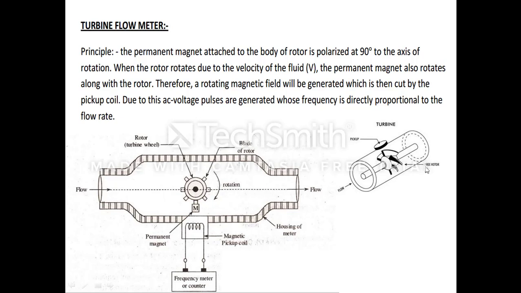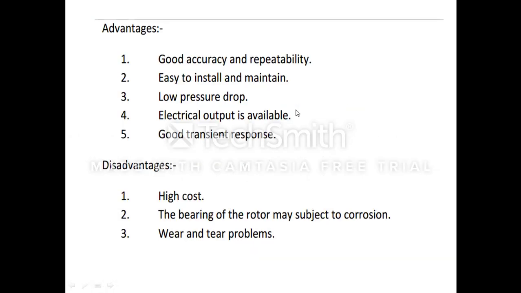So this is the principle diagram. Here this is the original diagram. Normally the turbine blades are arranged like this. Here they put the magnetic pickup coil. The water flows in this direction. Then based on the count, based on the speed of turbine rotation, the fluid flow is assessed.